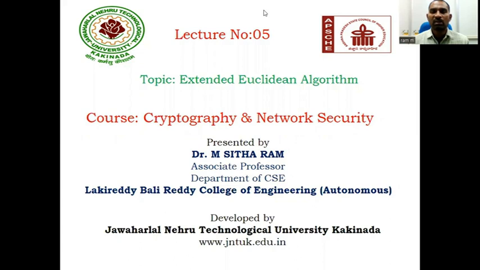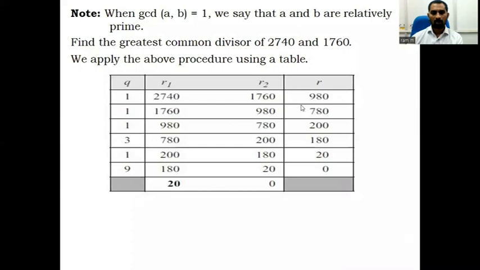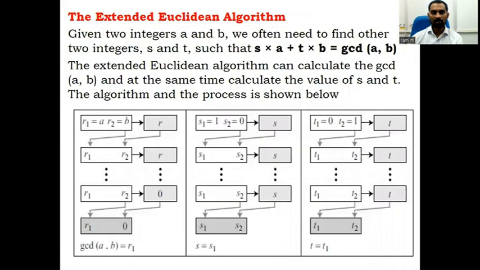So first we find GCD. Along with the GCD, we are going to find two constants S and T, in which we consider T as multiplicative inverse. Now we will see about extended Euclidean theorem. It is almost like Euclidean theorem, where we found only GCD of A comma B. Here, along with GCD of A comma B, we need to find two more variables called S and T. So the extended Euclidean can calculate the GCD of A comma B and at the same time calculate the value of S and T.